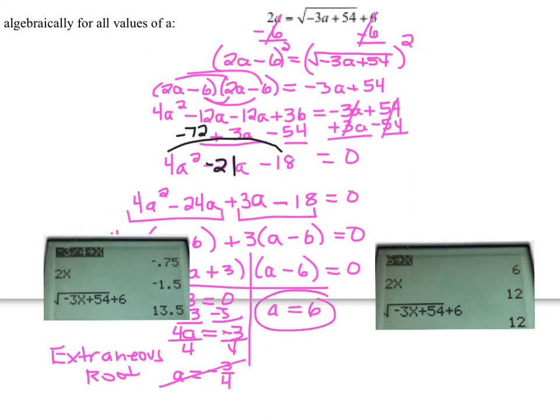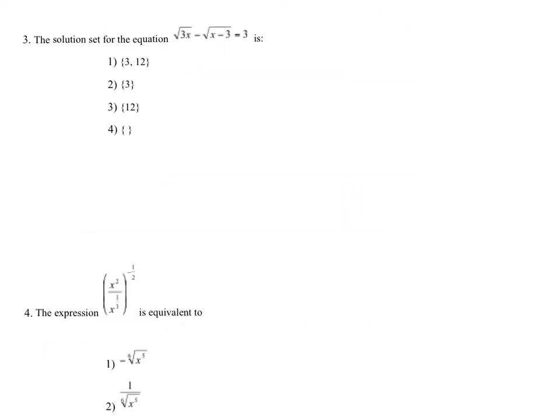And one thing I want to point out, you always have to check in the original equation, okay? Don't go back and check here because it will check out there. These are the two answers to this equation. You want to go back and check in the original radical equation.